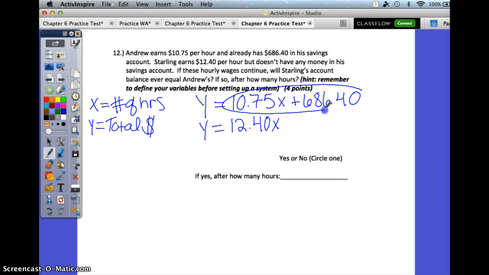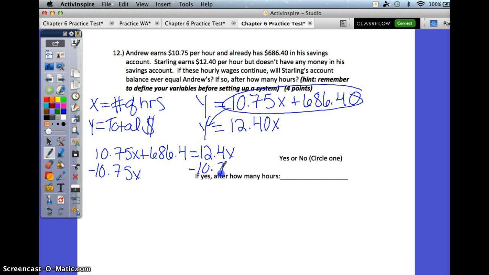So I used substitution, and I got 10.75x plus 686.4 equals 12.4x. Then I went and subtracted 10.75x minus 10.75x.